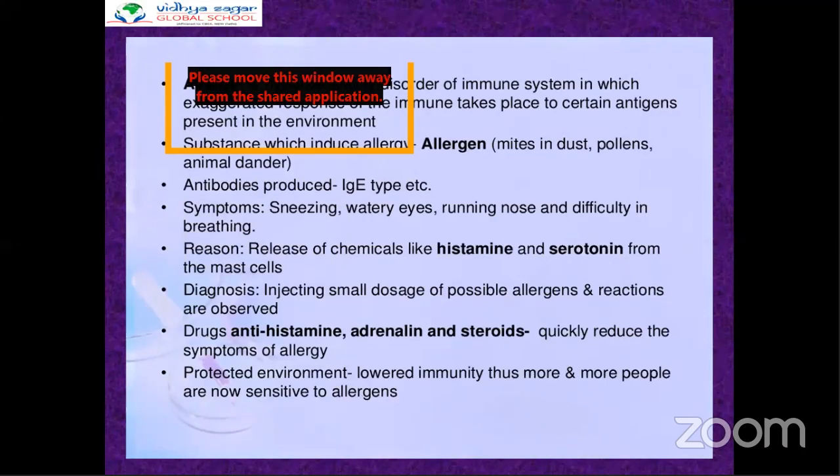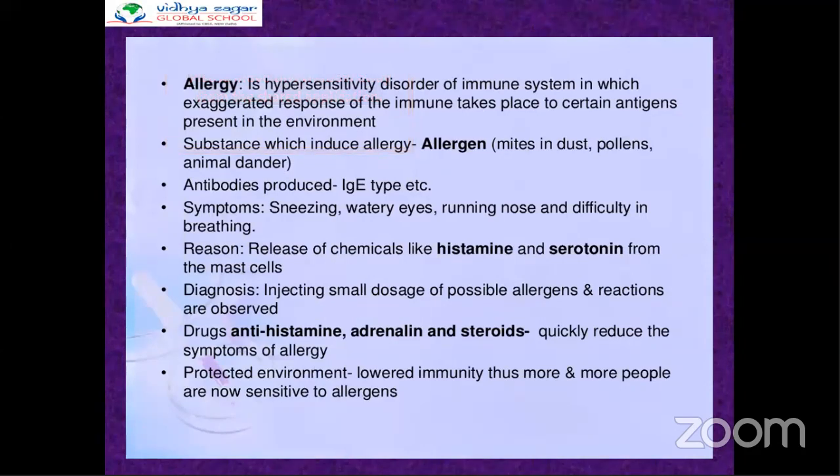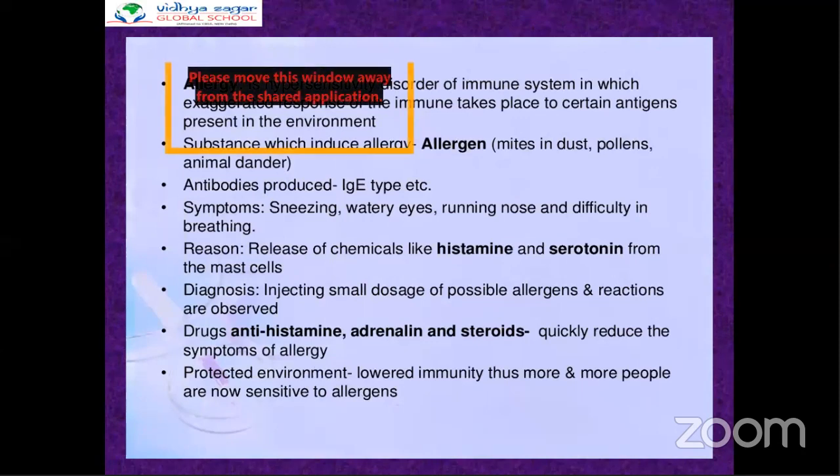So why does this allergy occur? The allergy will be shown because of the antibody IgE. IgE antibodies are produced in response to allergens. So IgE will react first, and it will be present in our blood. Symptoms of allergies: sneezing, watery eyes, running nose, and difficulty in breathing. So what is the cause? Release of chemicals like histamine and serotonin from the mast cells. Mast cells are cells filled with basophil granules, found in numbers in connective tissues, and they release the histamine. Histamine is a protein which will be released by the mast cells. Mast cells contain a large amount of basophil granules.